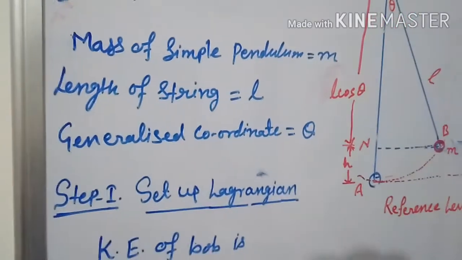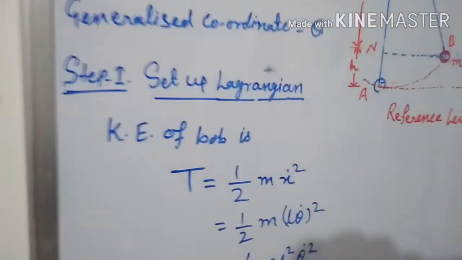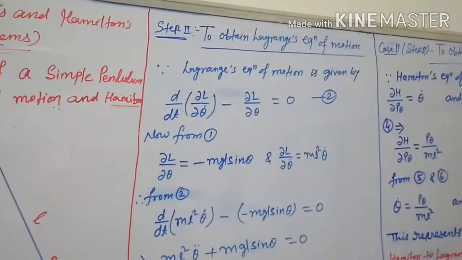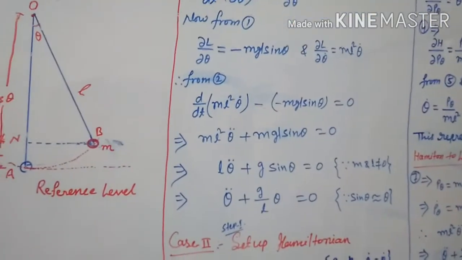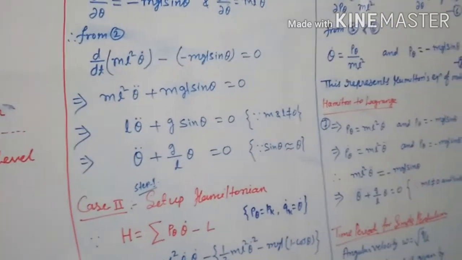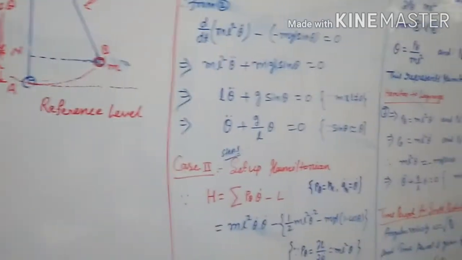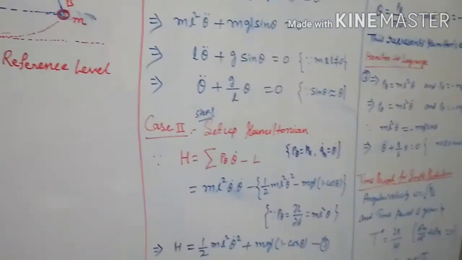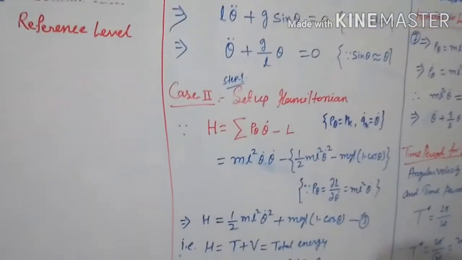Here we solve this question step by step. At first we set up the Lagrangian function. After that we find Lagrange equation of motion. Then we discuss the Hamiltonian function and find the Hamilton's equation of motion. After that we discuss how we find Lagrange equation through Hamiltonian, and also discuss the time period for the simple pendulum.